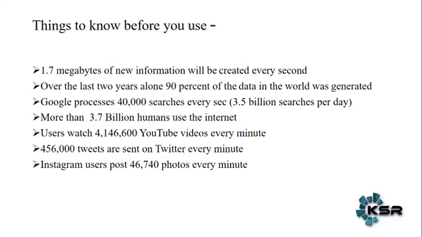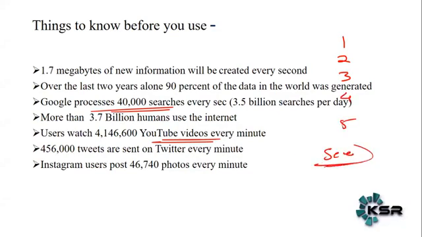Every minute, 41 lakh YouTube videos are watched, right? And let's say Google processes 40,000 searches every second. 1, 2, 3, 4, 5. 5 seconds done. In 5 seconds, 40,000 into 5, 2 lakh searches someone would have made. I mean, all over the world, Google would have received it. How is Google managing?